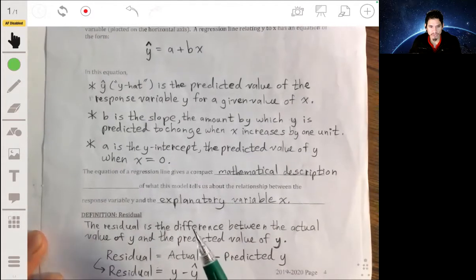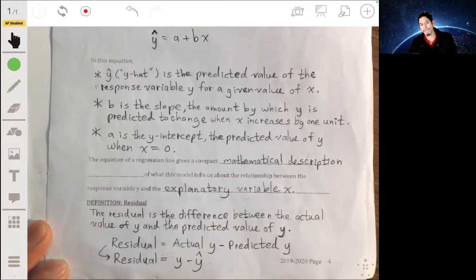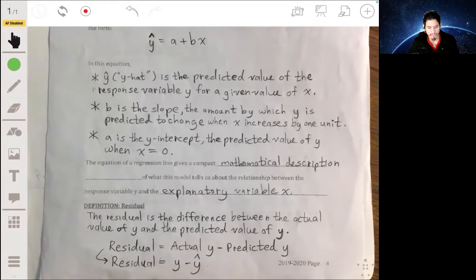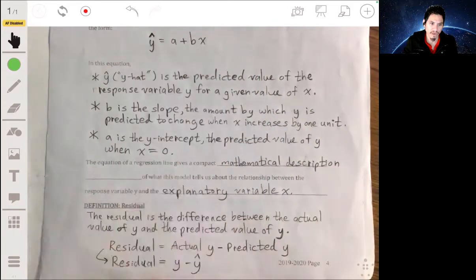Now, residuals, which we're going to talk about a little bit later, but let me just touch on it now. It's basically going to be the difference between our guess and the actual value of y. So the residual is equal to the actual value of y minus the predicted value of y. And again, I'll go back to this in a bit. First, we can go over this first part, then we'll focus on the residual.